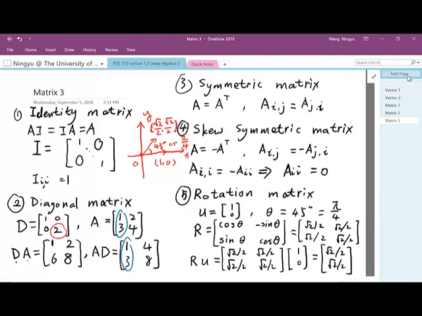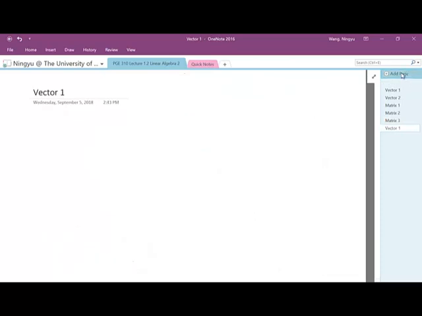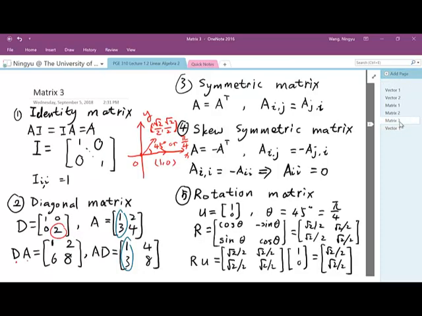So let's go to the next page. Have you finished this? You don't need to actually. You can just download the PDF. So let's move on.